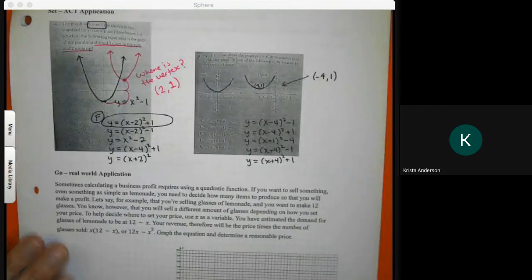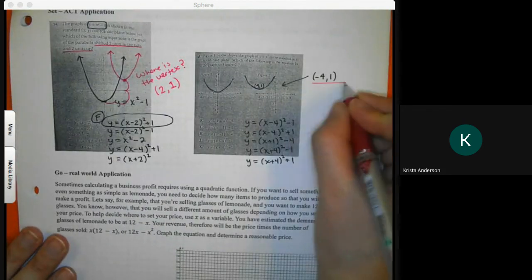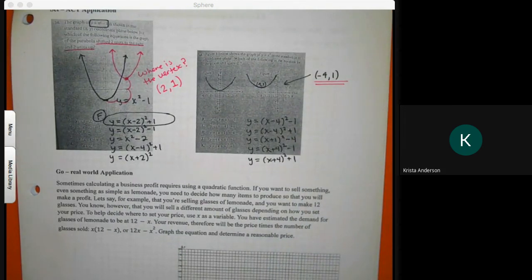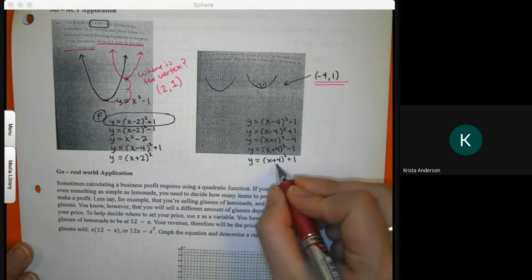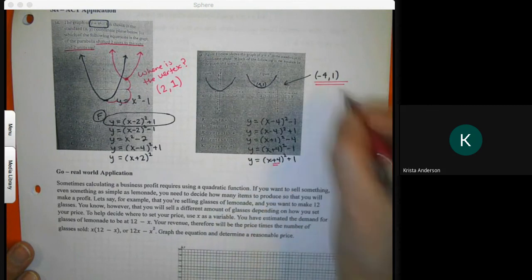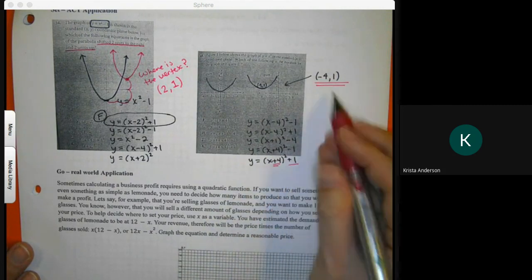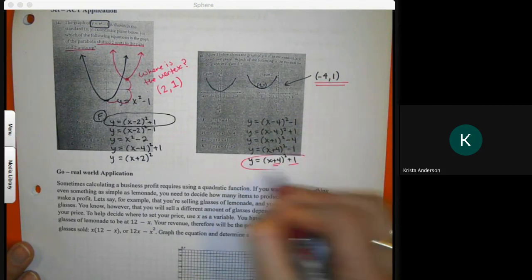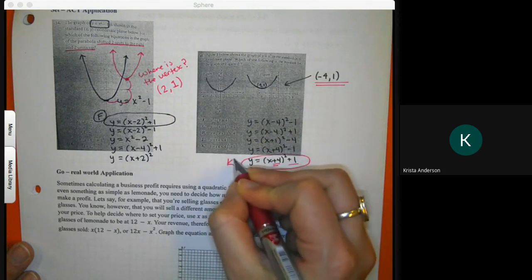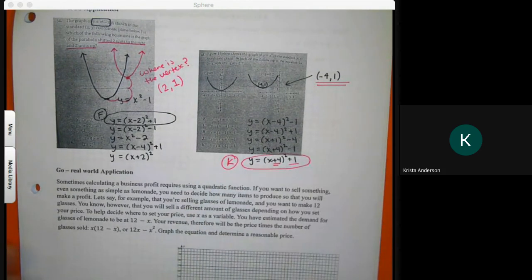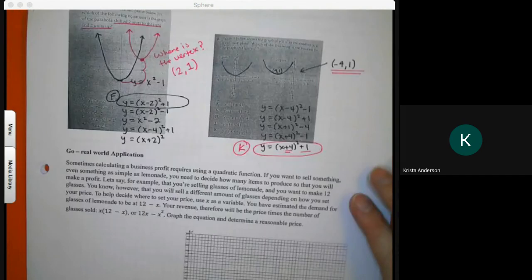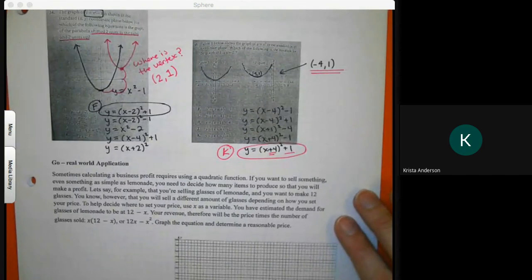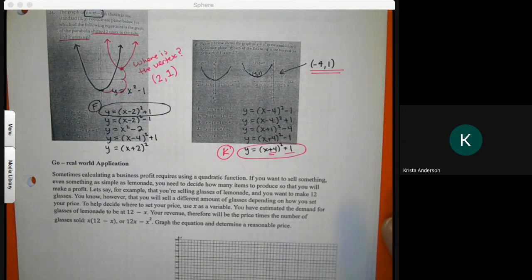Which one would match my vertex? Yeah. Bottom one, let's check. +4, opposite signs, and then matching signs. Bottom one was labeled letter K. Good job. So on the ACT, it's multiple choice. It helps you eliminate.